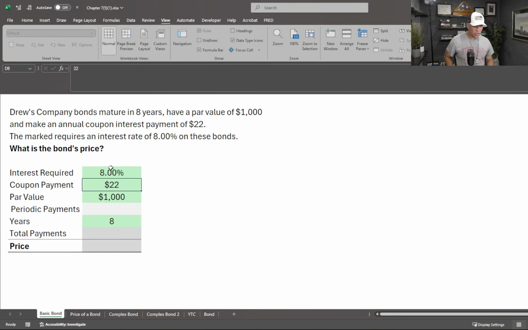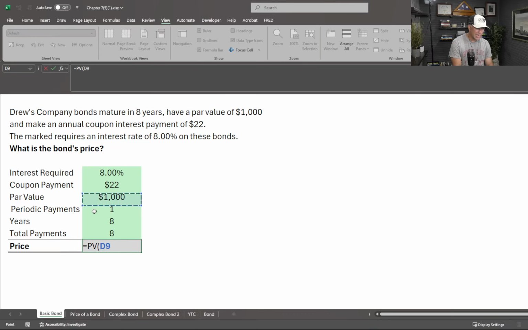So what we're going to look at is the price, or in other words, the valuation as an investor. What do I value these future cash flows at today? And it's based on 8%. So whatever that value is, if I pay that price, I gain 8%. Periodic payments, this is an annual coupon, so that's going to be 1. And then total payments is just years times periodic, which is 8. So now we could solve for the price. I'm going to say equals, it's the present value of all future cash flows. So we're looking at the present value.